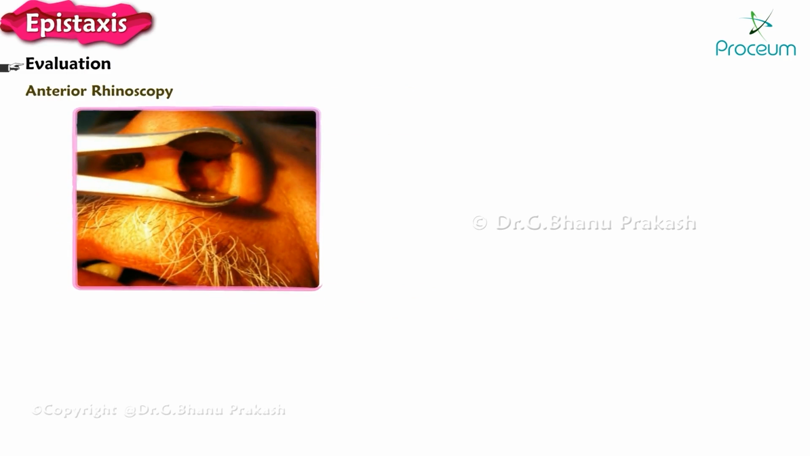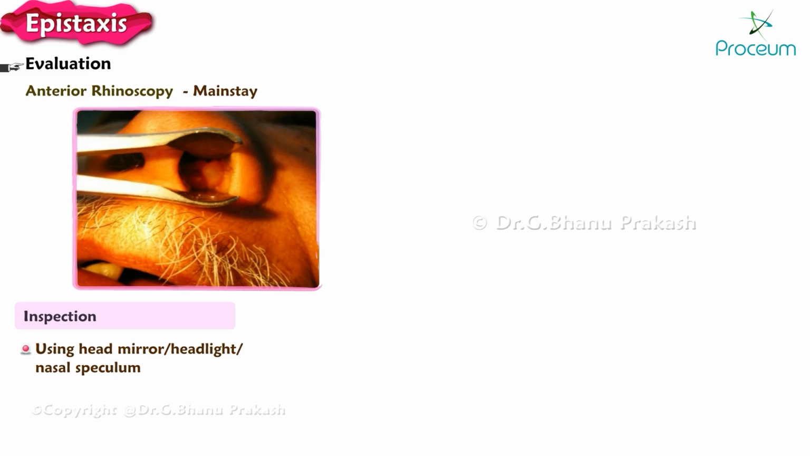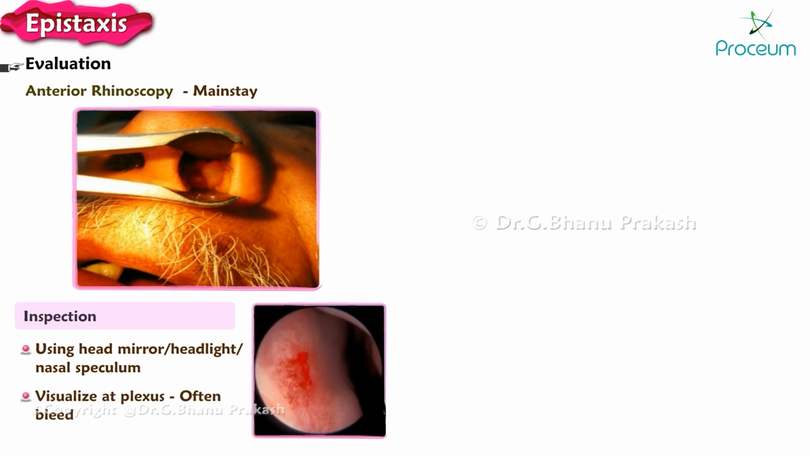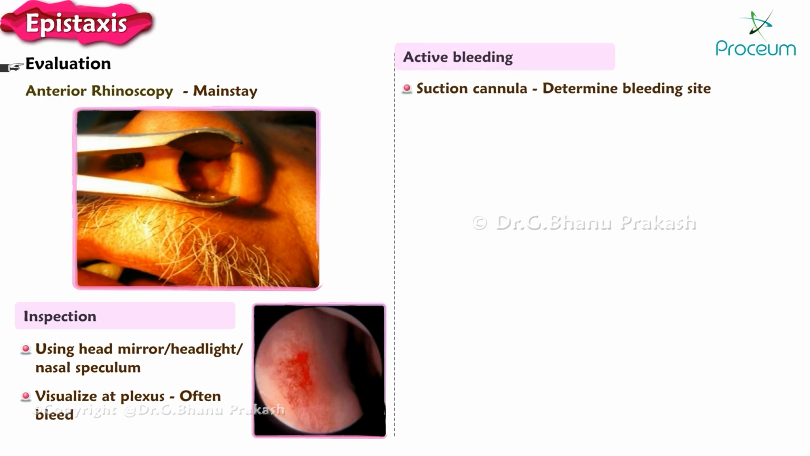Anterior rhinoscopy. This is the mainstay of evaluation. With a good light source using a head mirror or headlight, the nasal cavity is inspected using a nasal speculum. Special attention should be paid to the plexus areas, as these are areas that often bleed. In case of active bleeding, a suction cannula may be used to determine the site of bleeding.